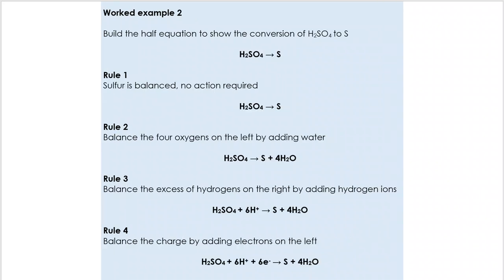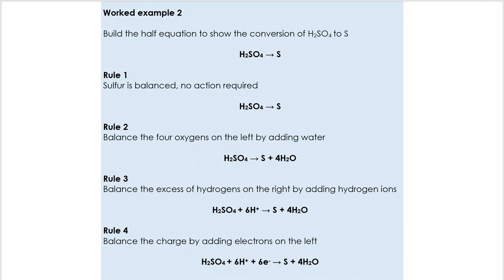So let's look at a second example. In sulfuric acid, going to sulfur, rule 1, balance the species with the variable oxidation state. It's already balanced, 1 sulfur, 1 sulfur. Then I need to balance the oxygens by adding water. I've got 4 oxygens, so I need to add 4 waters.